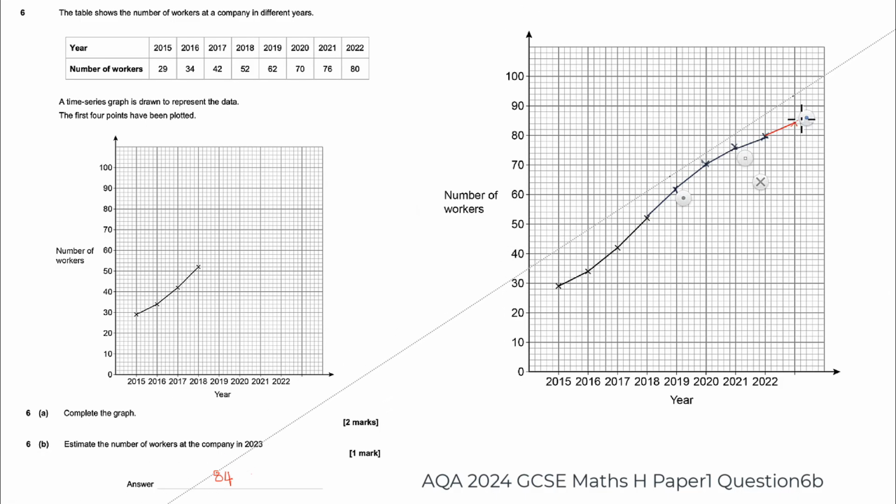Now there are different ways of doing that. Some people might take the general trend. This is a rough estimate line here, which would put the estimate slightly higher. But I think from 82 up to about 88, anything between there would give you a mark.